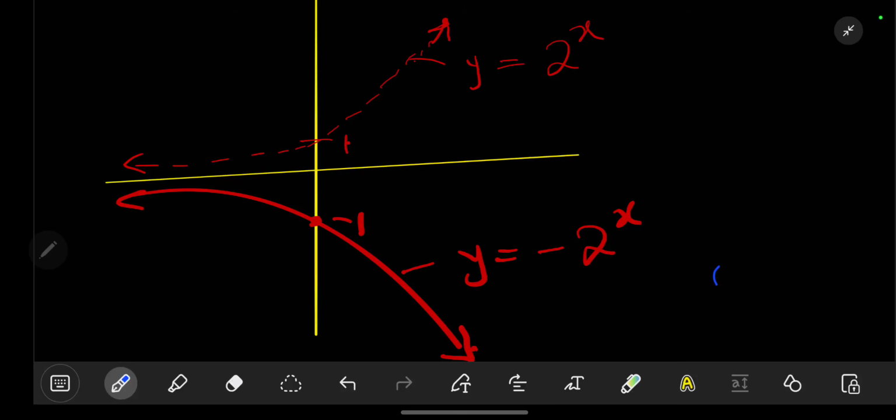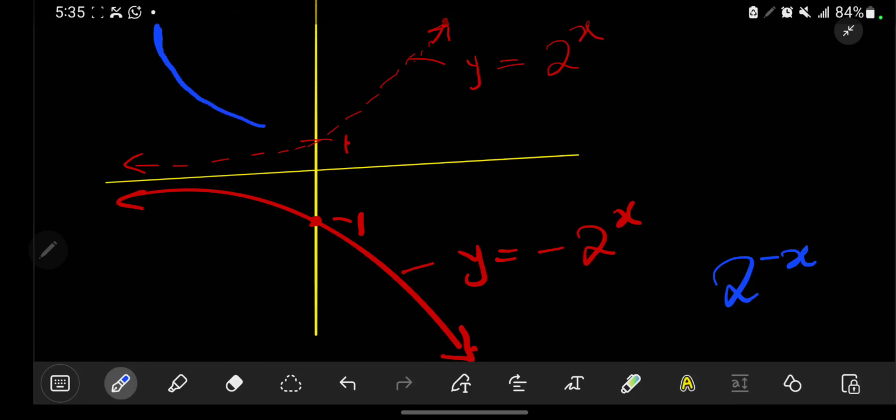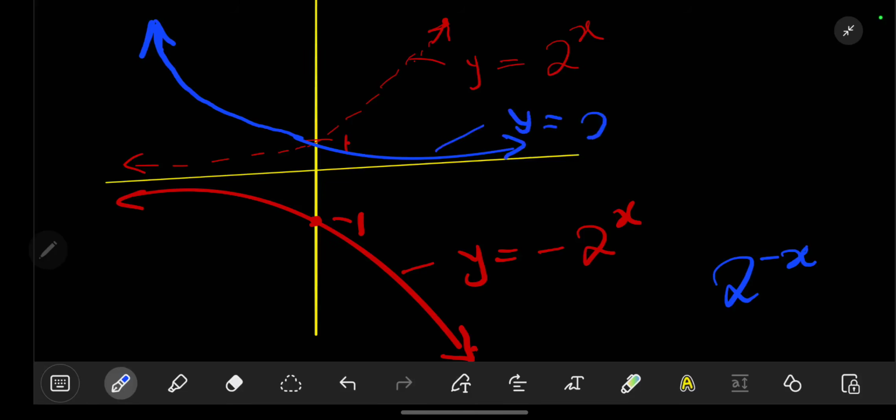So that means, if you have 2 raised to the power -x like that, then this rotates the graph. So if this is 2 to the power x, 2 to the power -x will rotate the graph to look like something like this. Yeah, like that. So this is your graph of y equal to 2 raised to the power -x, which is going to make sense as we look at y equal to (1/2)^x.